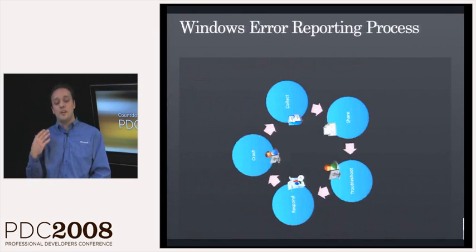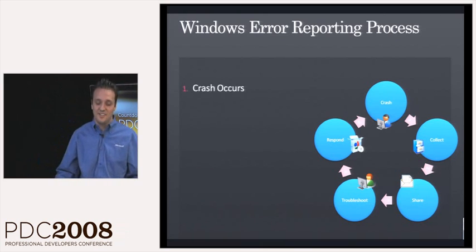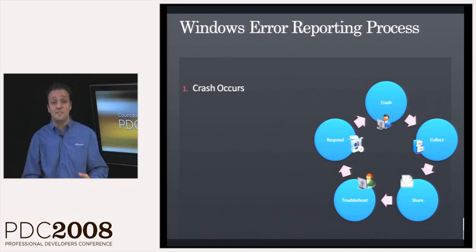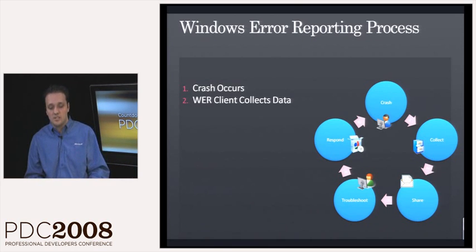So the Windows Error Reporting process all starts with the customer's machine. Once your application is released out there, a crash can occur. If it's an unhandled exception, we'll capture that. The Windows Error Reporting client, WerFault.exe, will capture that crash data, capture that memory dump, and then it's going to collect this data.